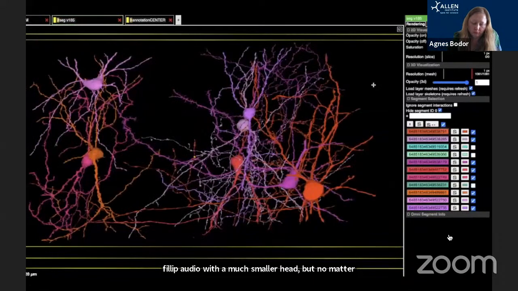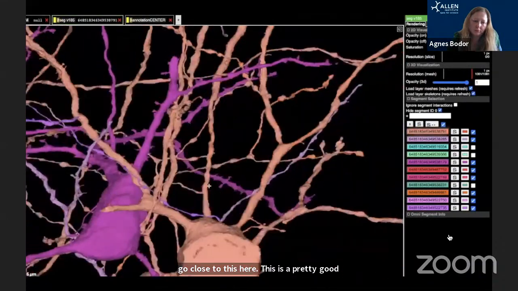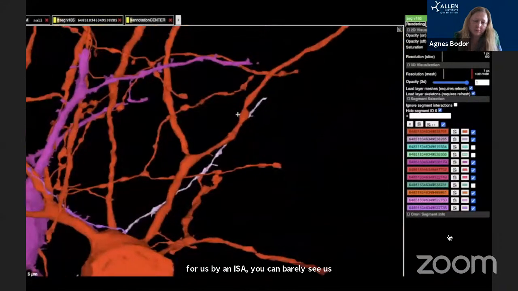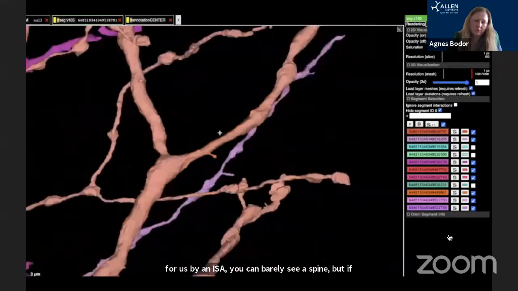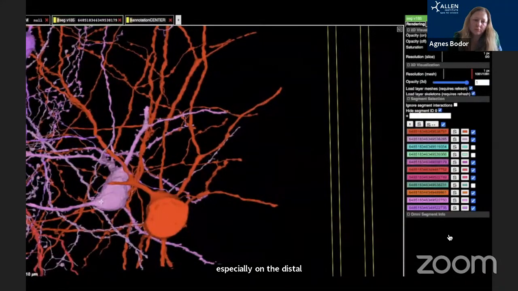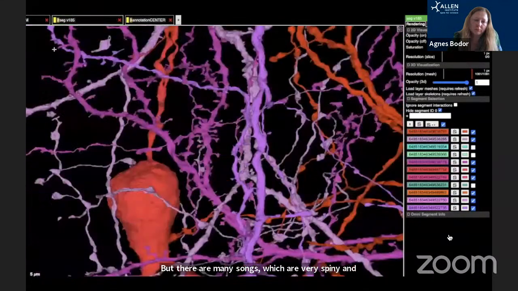When you look at the inhibitory cells, which are often called in the literature spiny or smooth surface cells, actually you will see it's not true. Inhibitory cells can be both spiny and aspiny. If you go close to this cell here, this is a pretty good example of an aspiny cell. You can barely see a spine, but if you look carefully, you will still find a few, especially on the distal dendritic arbor.